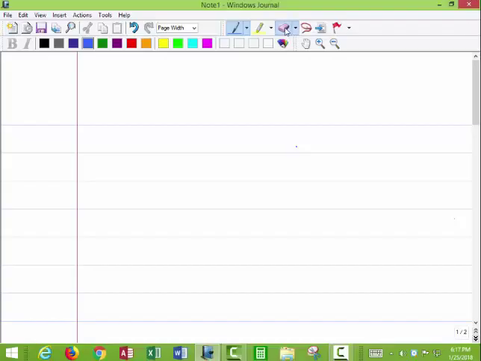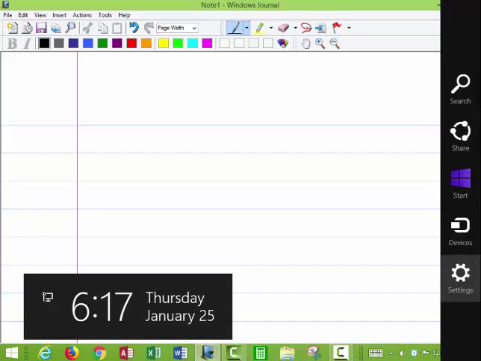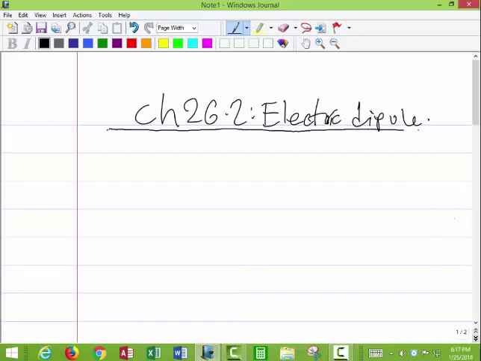Today we shall start off with the electric dipole, and once we do electric dipole, we'll start with electric fields. So I defined electric dipole last time. I said electric dipole is just two charges separated by a small distance. So the charges are equal and opposite. They are separated by a very short distance between them. And so we can find the electric field at a certain point in space due to the electric dipole.